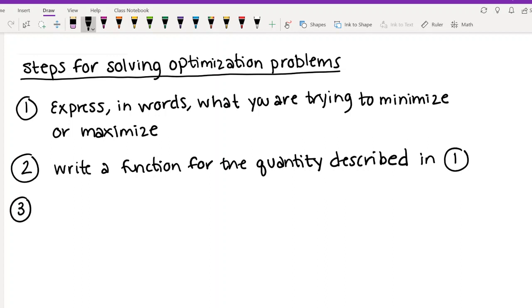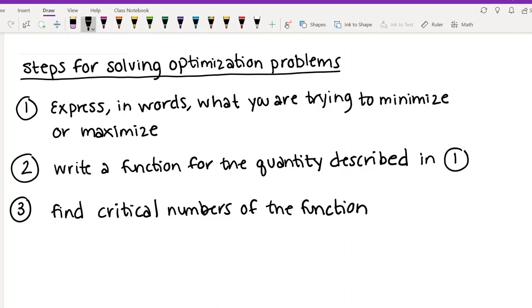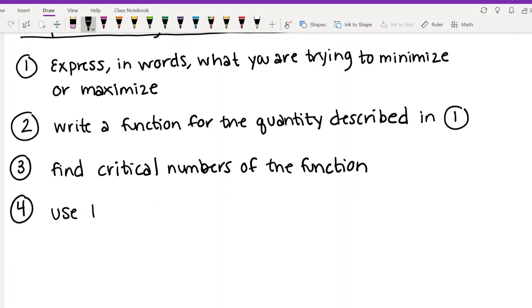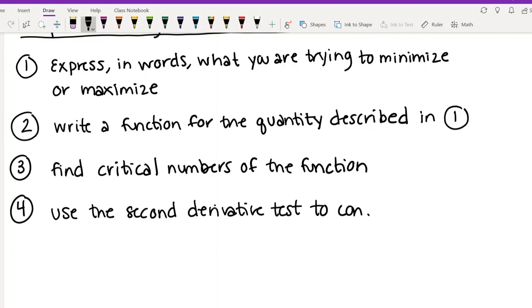So the next step is going to be to find critical numbers of the function that you found. And then the fourth step is to use the second derivative test to confirm that you're finding a max or a min, depending, and we'll see that there's some problems where you're trying to find a minimum value, some where you're trying to find a maximum value.